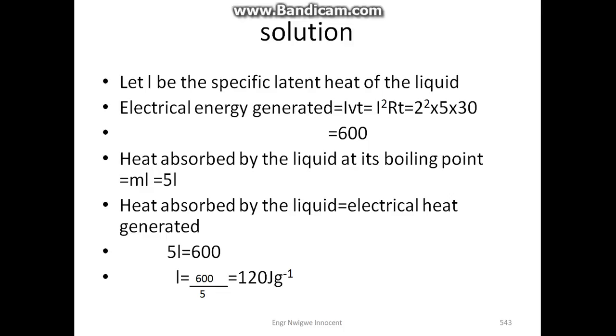Heat absorbed by the liquid at its boiling point is equal to mL, which is equal to 5L. Heat absorbed by liquid is equal to electrical heat generated. 5L is equal to 600. L is equal to 600 over 5, which gives us 120 joule per gram.